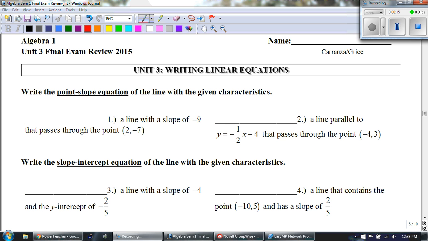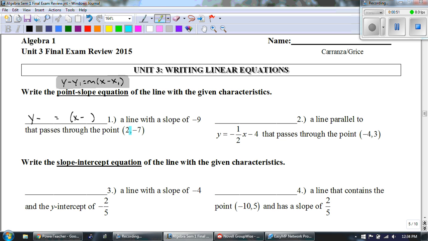Writing linear equations, what we're going to be talking about today. And let's go ahead and get started. Write the point slope equation of the line with the given characteristics. So we need to remember what point slope form is. Point slope is y minus y1 equals your slope times x minus x1. So that's all we have to do. I'm going to write down that shell, y minus blank equals the slope, parentheses, x minus blank, and we have to figure it out.